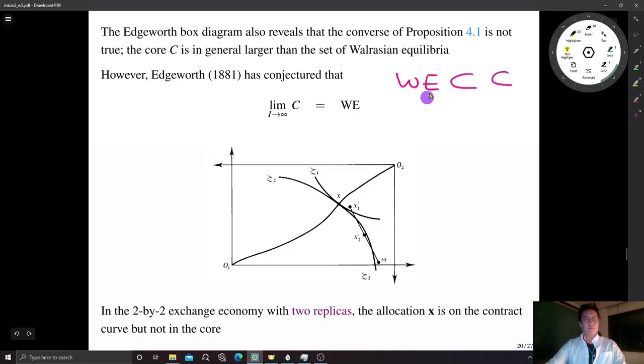But now what Edgeworth conjectured is, if we increase the number of consumers, then as the number of consumers goes to infinity, the core converges to the Walrasian equilibrium.